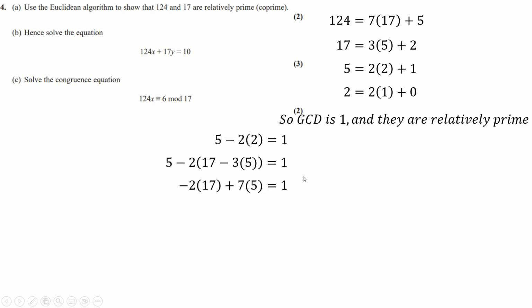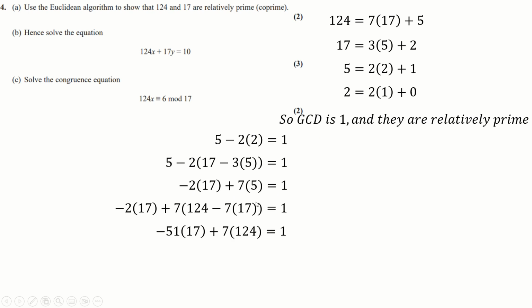You can check each step in the calculator to make sure you haven't made a mistake. Replace this 5 here with 124 minus 7 lots of 17. Again, do some expanding and tidying up, and you get this. And then we can just times the whole thing by 10, because there's a 10 here, and we end up with the numbers necessary of 70 and minus 510 for our two answers. Solve this now to finish up.